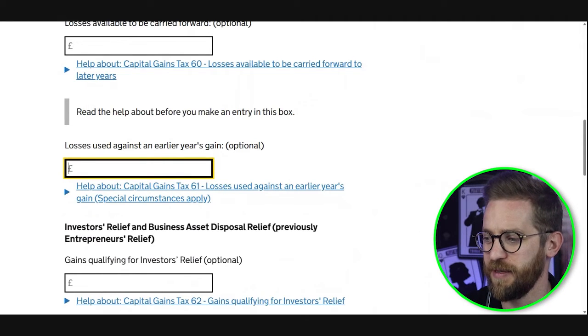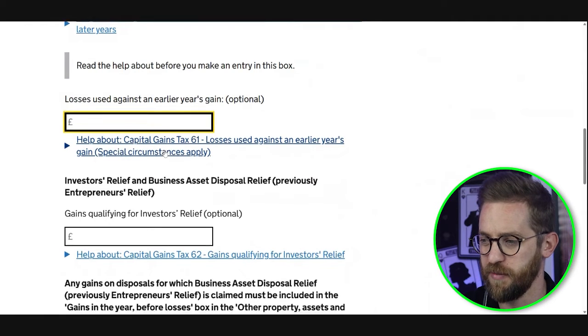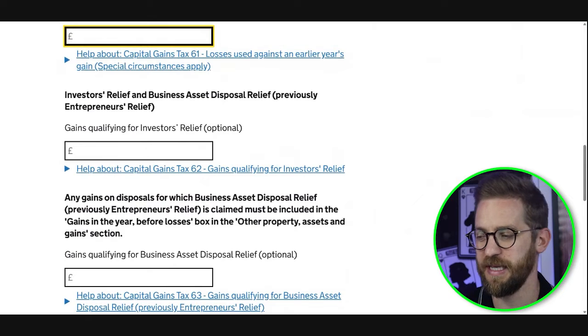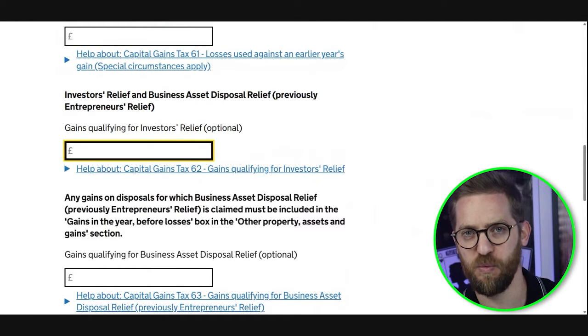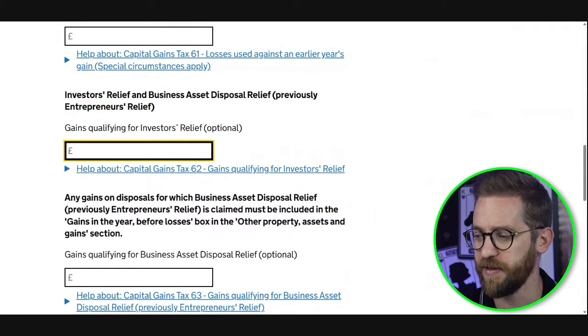So this one is going to be a little bit rare. It actually tells you below, special circumstances only. Again, you can look at the description here, but it's not going to apply to my situation. Gains qualifying for investors' relief. This is normally where you're investing in unlisted companies, smaller companies. Tesla is not an unlisted company, so I'm not going to qualify for that.